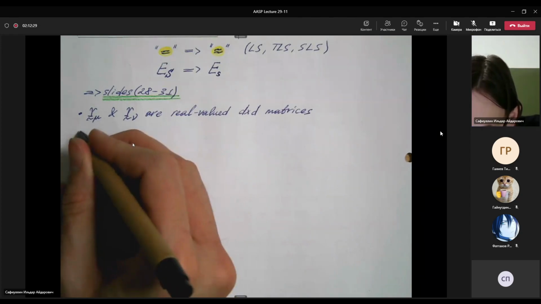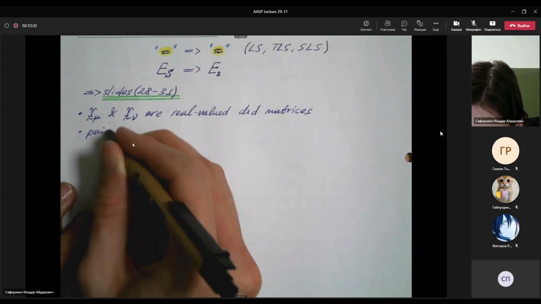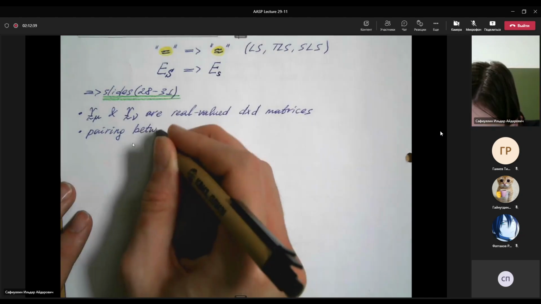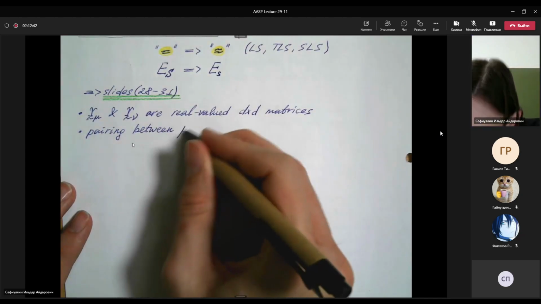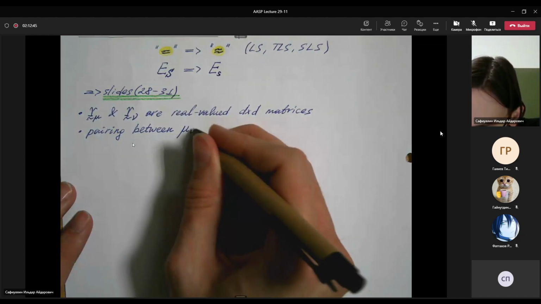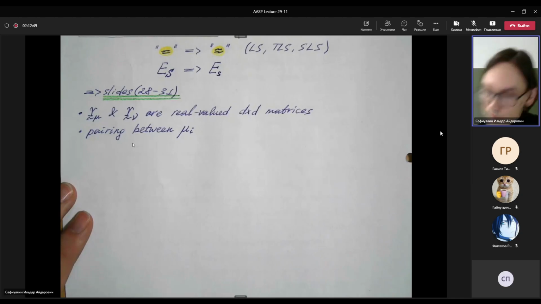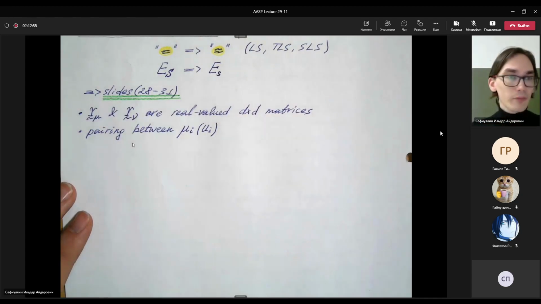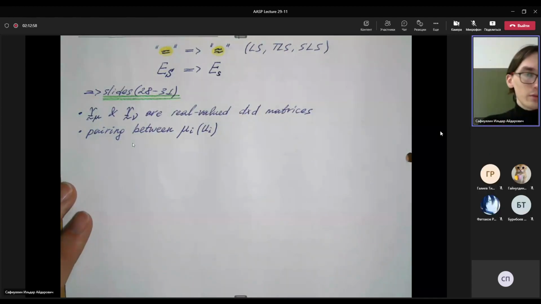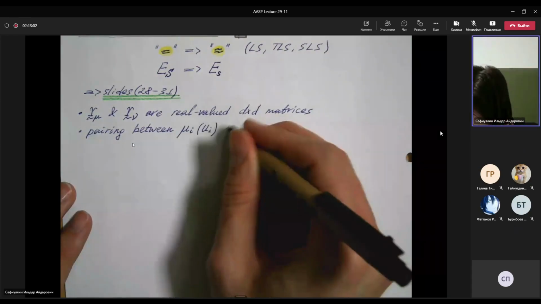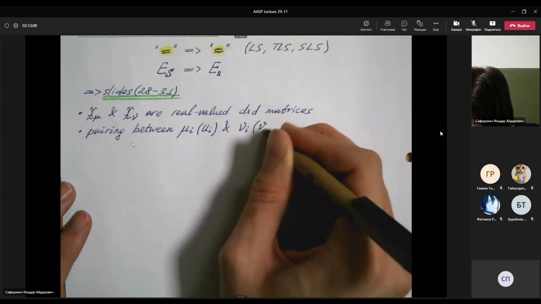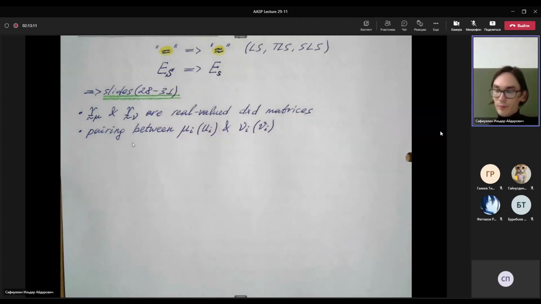And we need a pairing between mu sub I, or we can use u sub I. So it is projection onto x-axis, and nu sub I, or the projection onto y-axis, it is v sub I.